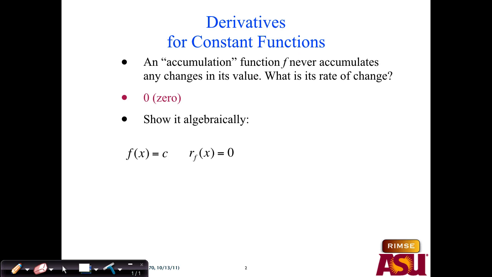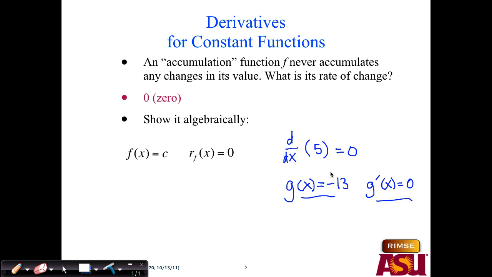Or we could use some of our other notations that we were talking about. I could say the derivative of a number like 5. So maybe f of x is 5. The derivative of 5 is 0. Or if I had g of x equals negative 13, then using that prime notation, g prime of x is 0. G of x is a constant function, so its derivative is 0.